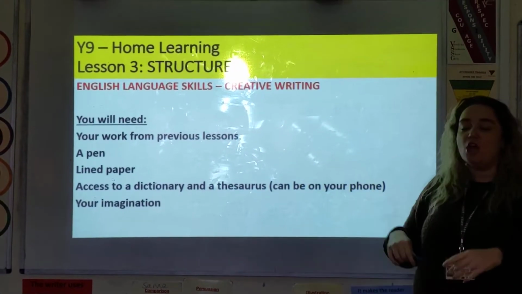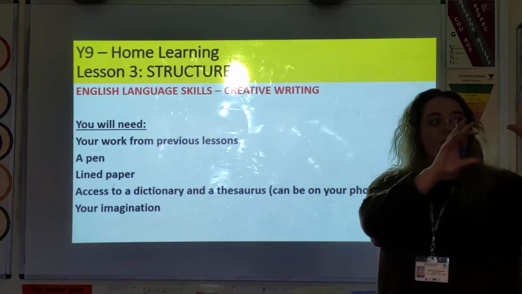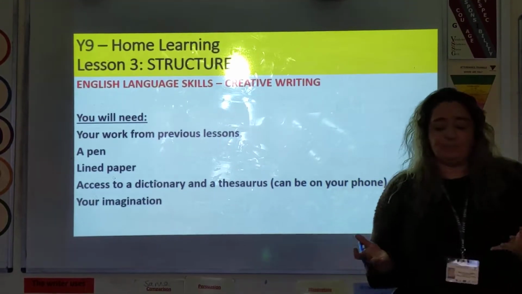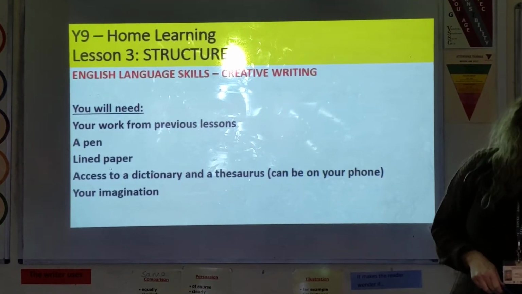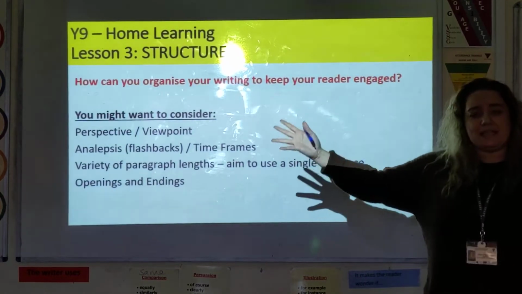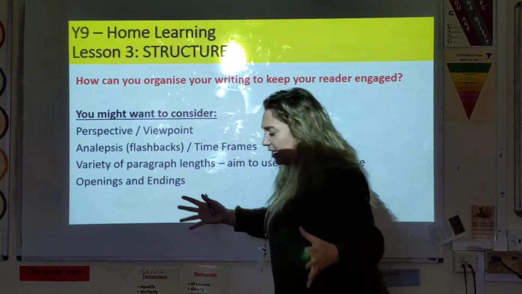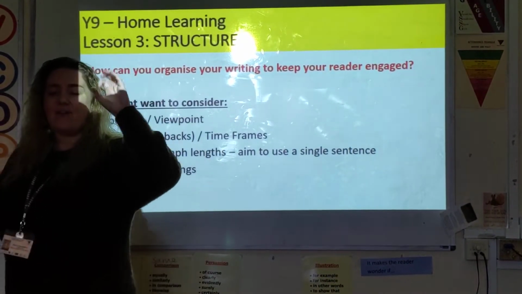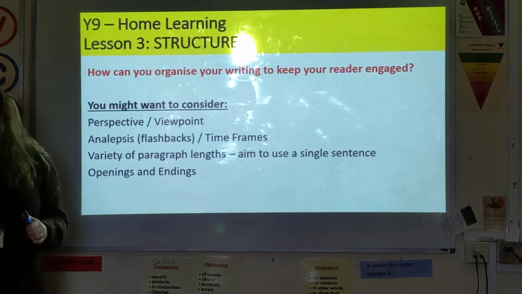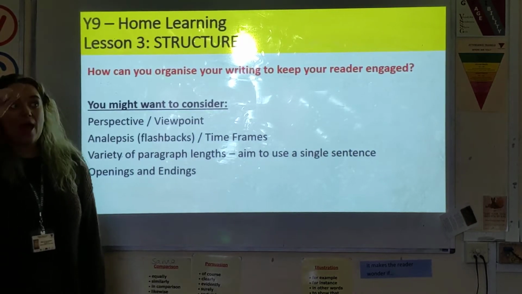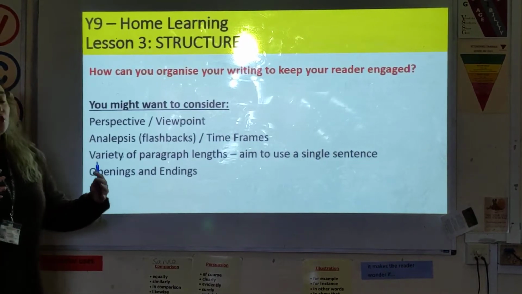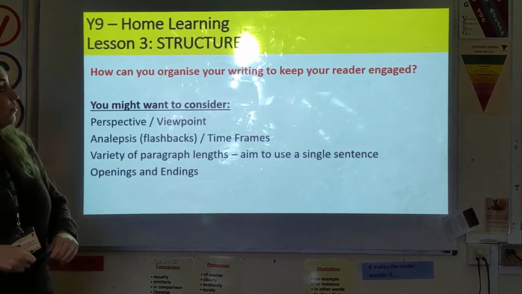This is the 3rd lesson, so you should by now have quite a few paragraphs or parts of paragraphs that you've been drafting in the previous 2 lessons. So this lesson today is going to get you to think about how you can organise your piece of writing. Examiners and English teachers really like clear and varied organisation. It's really important to us that you've planned and that you've thought about where your piece of writing is going. And what I'm going to do today is talk you through a couple of things that you can include in your writing to keep your reader engaged.